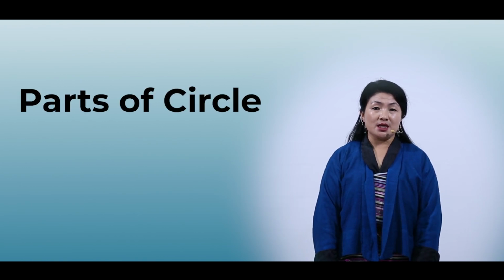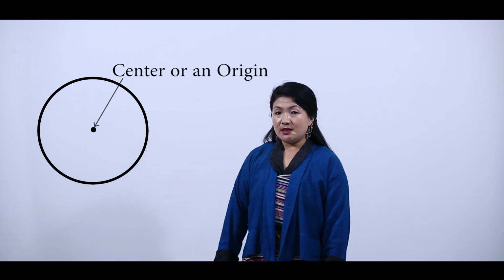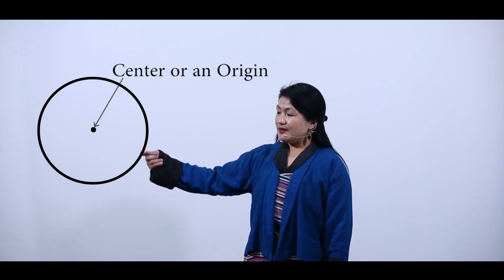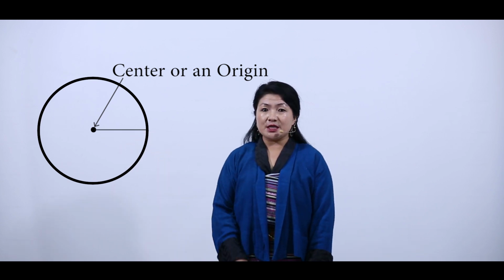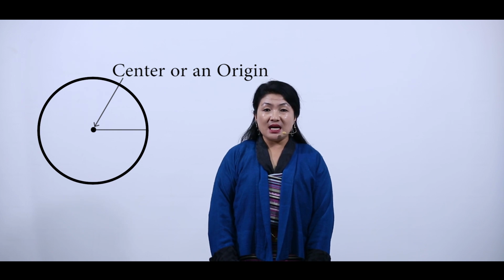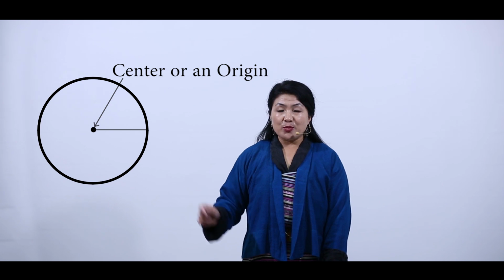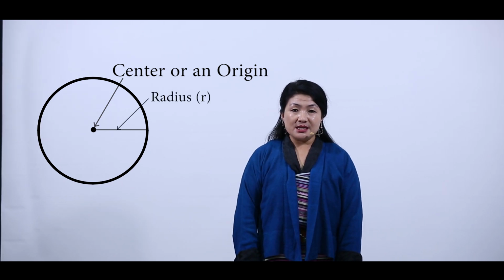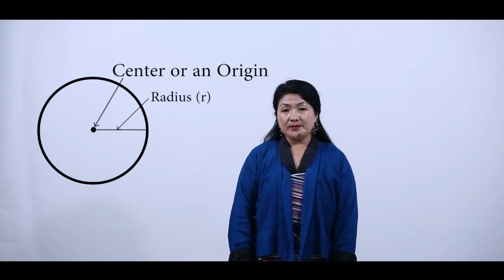Let's move forward by looking at the parts of a circle. I have a circle here. In the middle I have a dot. That is the center of the circle or the origin of the circle. Then next I have a line which starts from the center of the circle and touches the side of the circle. That is where we started to draw equal distance from the center point, and that is called radius. Radius is a very important part of the circle.